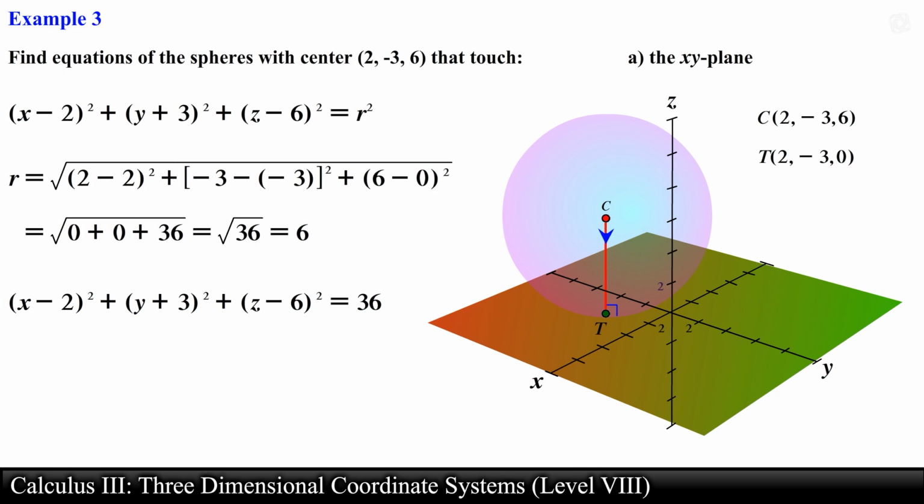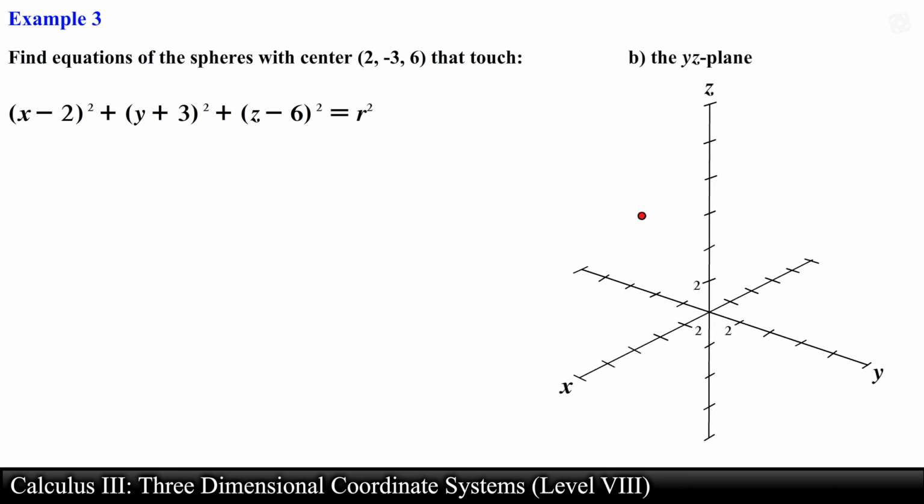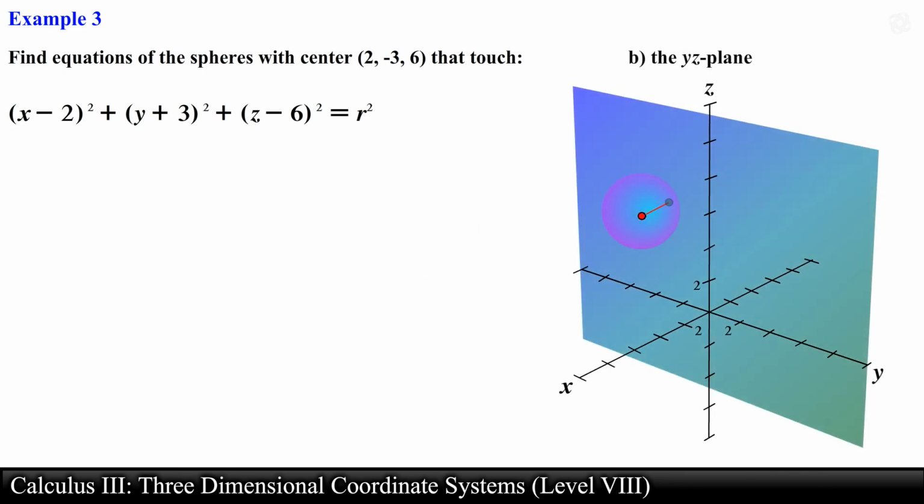So all we had to do is count how many units from the center we need to move to reach the xy plane in the z direction. This works because the coordinate planes are perpendicular to one of the coordinate axes, so the radius of the sphere touches the plane in the direction of a single axis, as opposed to two or more axes. In the same manner, the equation of a sphere with the same center that touches the YZ plane can be found in the same way.